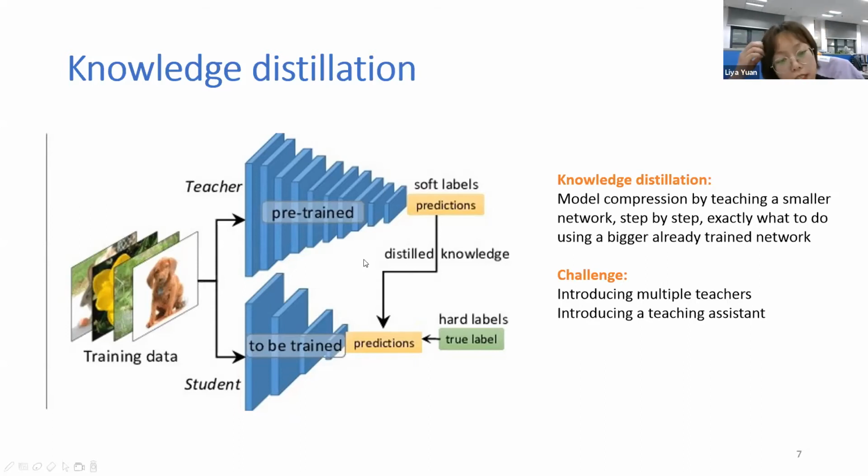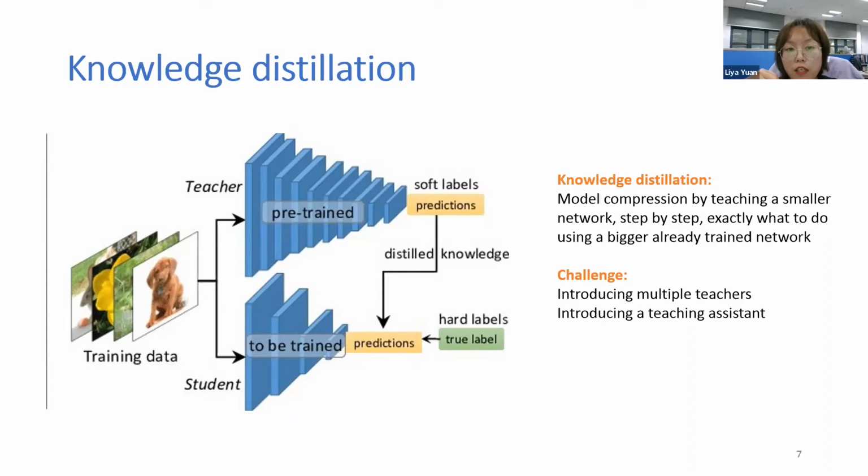This technology exists because the student network is often very small compared to the teacher network. So if you don't have the teacher network, it may be very hard for you to train a model with the training data that you have.